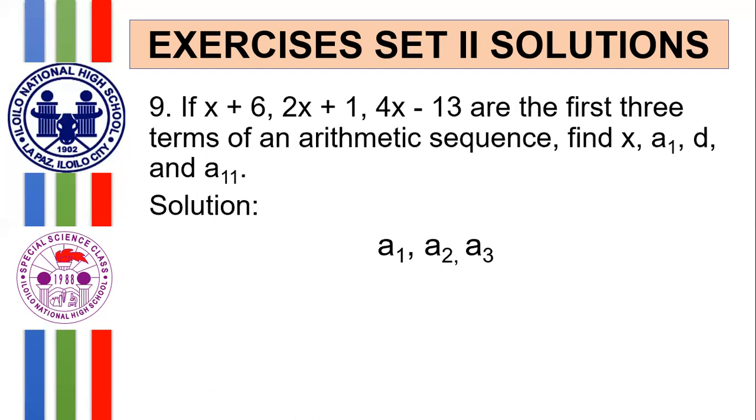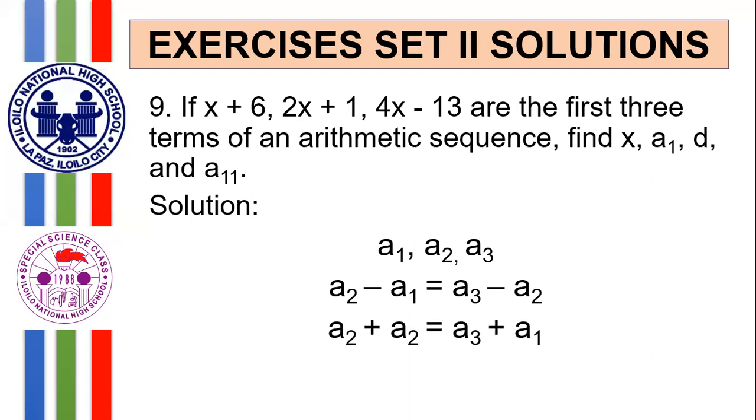Suppose a sub 1, a sub 2, and a sub 3 are the first three terms of an arithmetic sequence. Remember that in an arithmetic sequence, if you subtract the second by the first, it's equal to the third minus the second. In fact, you have your common difference in this case. That's why you have a sub 2 minus a sub 1 equals a sub 3 minus a sub 2. Adding both sides by a sub 2 and adding both sides by a sub 1 as well, you get a sub 2 plus a sub 2 equals a sub 3 plus a sub 1.